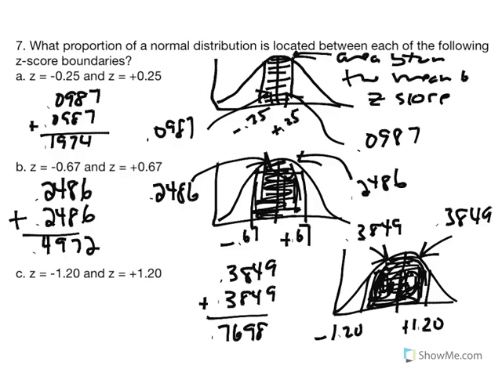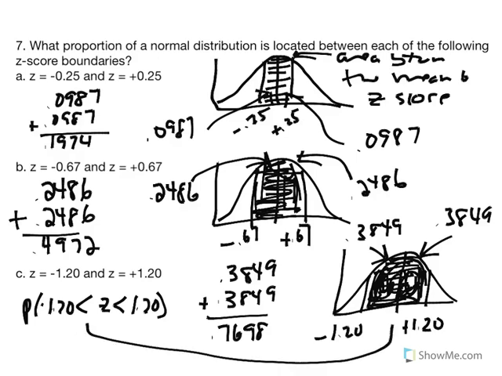What I neglected to do with the two previous answers, and I'll do that here, is to represent this using the probability statement. So again, for this particular case, we were looking for the probability of a z-score that is greater than negative 1.20, or a z-score that's less than a positive 1.20. So again, this probability statement is in relation to this shaded area.